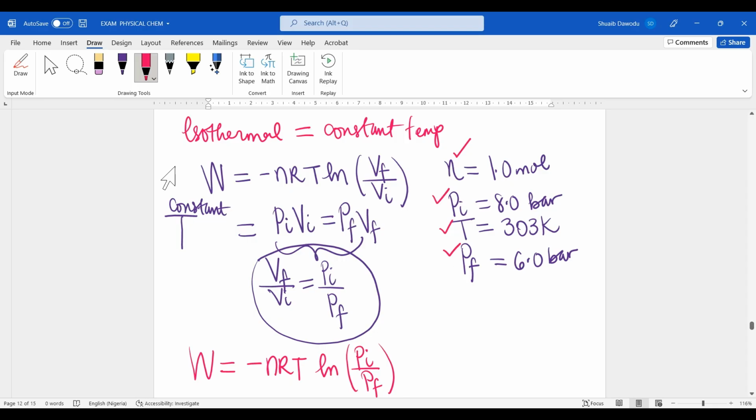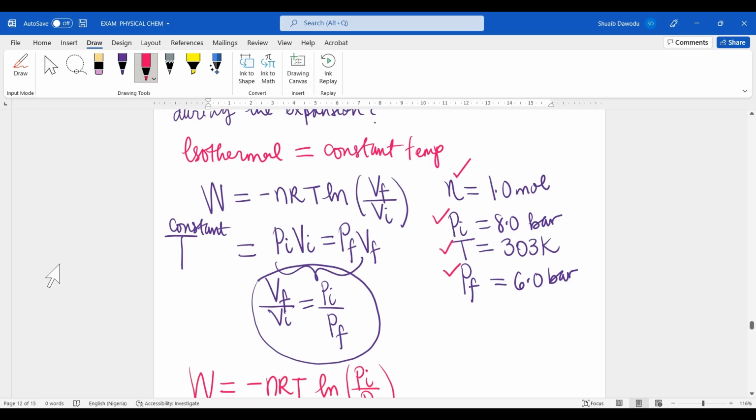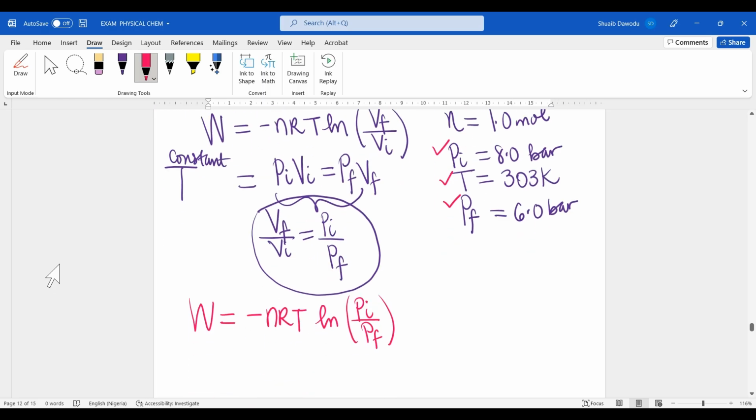So the next thing you have to do is to simply substitute because you have all the values in this question. So you have work done is now going to equal negative n, which is just negative 1.0 mole, times R. R is going to be 8.3145 joule per mole Kelvin. And the reason why you have to do that is because whenever you're asked the question, you have two different gas constants. You have the 0.08206 and you have the 8.3145.